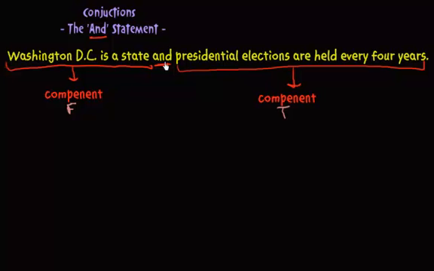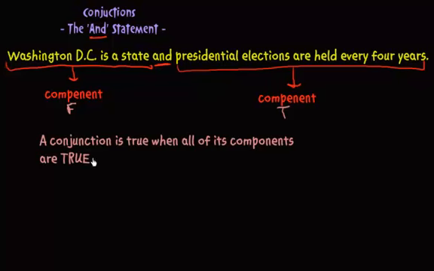So when is an AND statement true? An AND statement, or a conjunction, is true when all of its components are true. So even though you may have components that could be true or false, they help determine the truth value of the AND statement. And the AND statement is true when all the components are true. So this example up here is an example of a false AND statement because not all of the components are true.